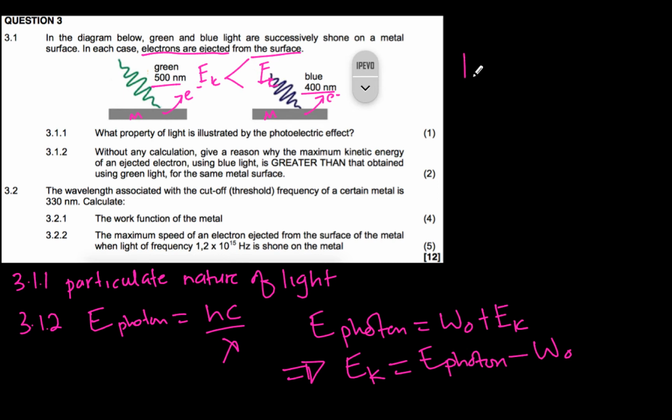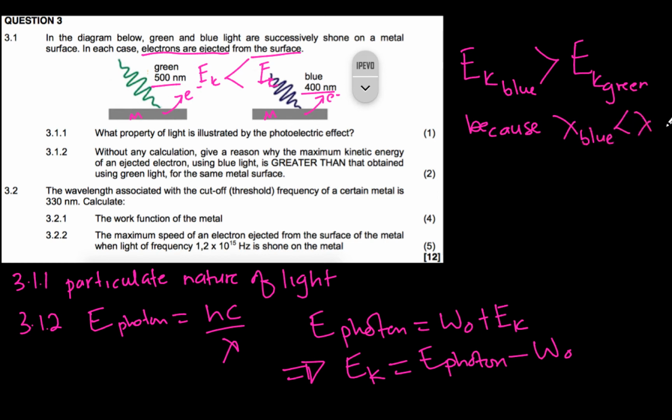So in other words, the kinetic energy for the blue light is going to be greater than the kinetic energy for the green light, because the wavelength for the blue light is smaller than the wavelength for green light, which implies that the energy of the photons for the blue light will be greater than the energy for the photons for the green light.